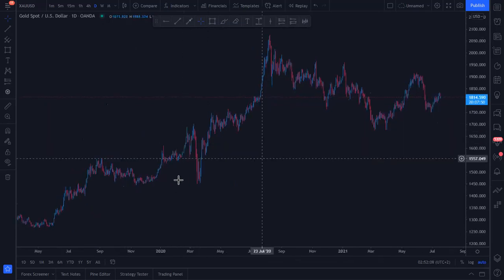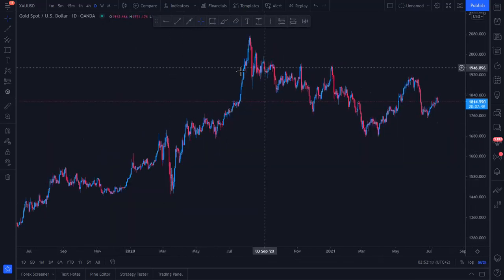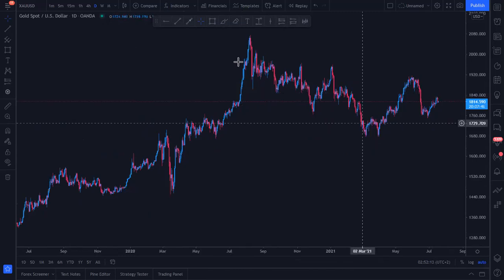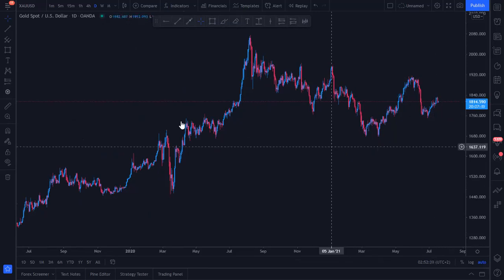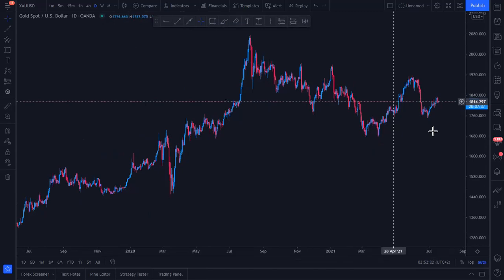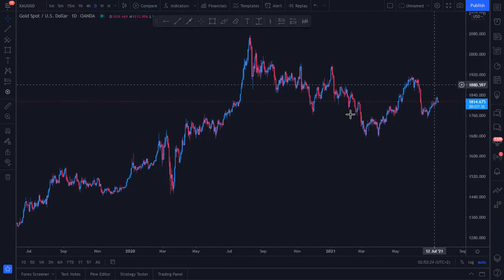So what I do first is to look at the overall structure of the market. Where are we going? What is the main trend? The overall direction of the market is that the price is moving to the upper side. So we're on an upper trend.